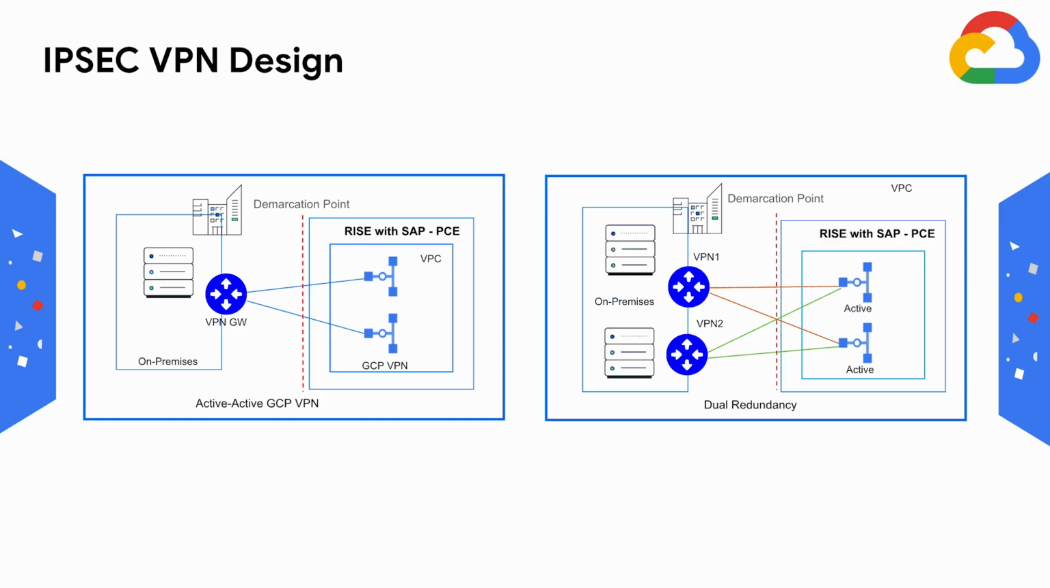Now, how do you connect to this Rise environment? Google Cloud offers several connectivity options depending upon the requirements. For the corporate user connectivity, we have Google Cloud VPN. This establishes an encrypted tunnel over the public internet to your Rise VPC. It's a straightforward option, utilizing your existing internet bandwidth. You will need a public static IP for your VPN gateway. There are options for active-active and dual redundancy VPN setups.